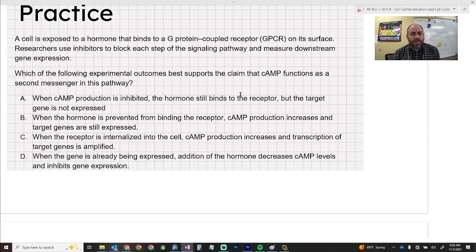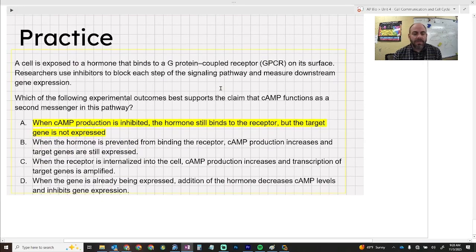And again, we're asked about experimental outcomes here. C has nothing to do with anything. D: When the gene has already been expressed, additional hormone decreases. Again, this doesn't have anything to do with downstream gene expression and the experiment that's going on here. A is by far and away the best answer.